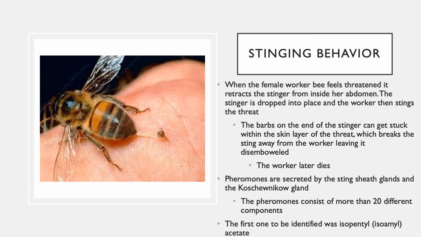The worker later dies. When the sting drops down from inside the honeybee, the alarm pheromones are released to alert other worker bees within the colony. The pheromones secreted by the worker that had just stung come from the sheath glands within the stinger, which is where Dufour's gland is located.